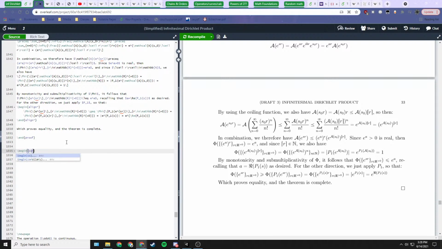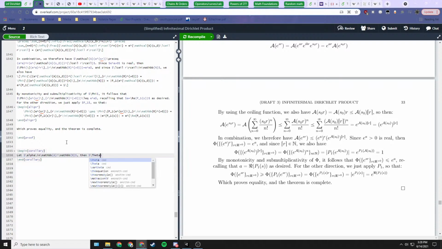So our corollary is: let alpha be in A to the n, then theta of the sequence of alpha sub n times n to the power of minus s is equal to theta of alpha minus the real part of P1 of S.